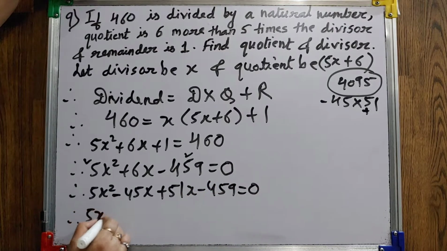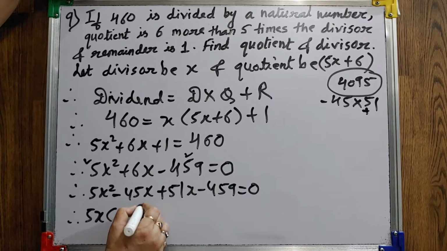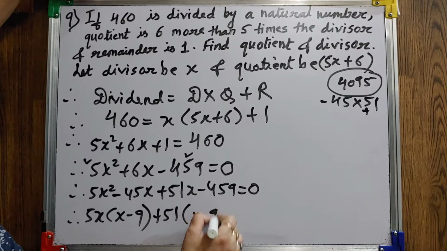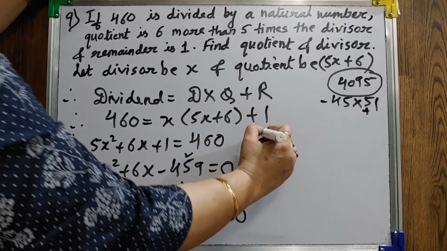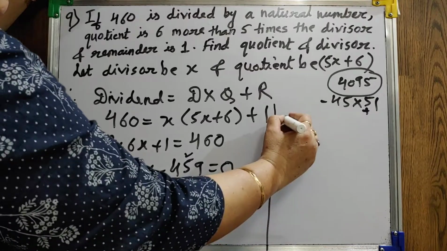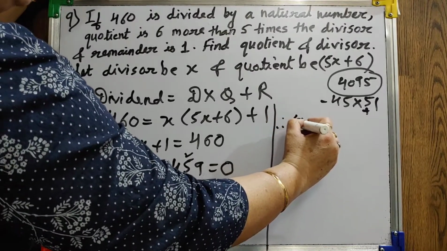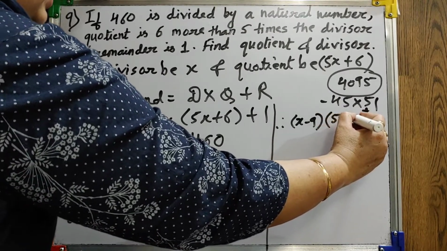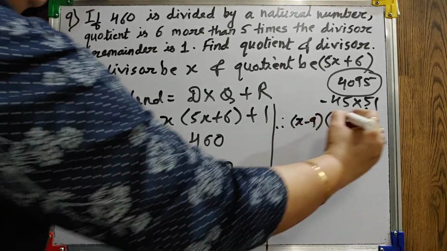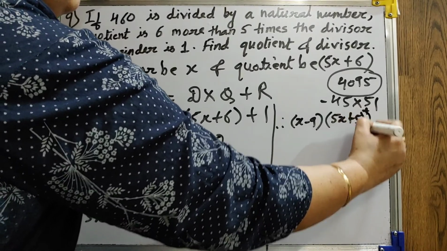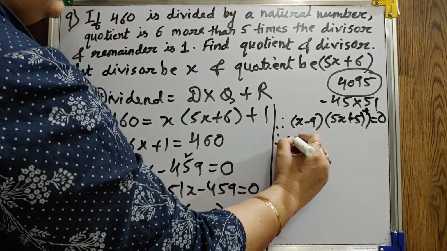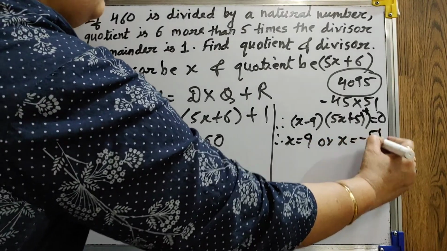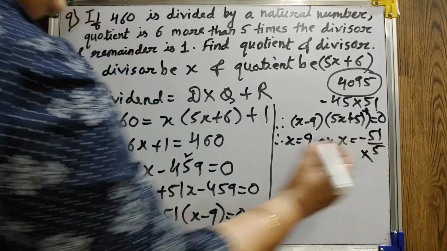When you take 5x common, it is x − 9. Here 51 common, x − 9. So one of the brackets is x − 9. Other will be 5x + 51. So your x is 9 or x is −51/5. We have to discard this.